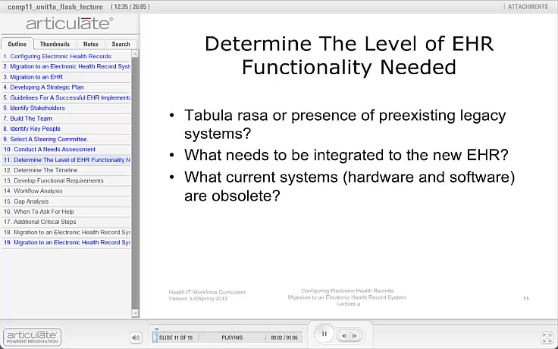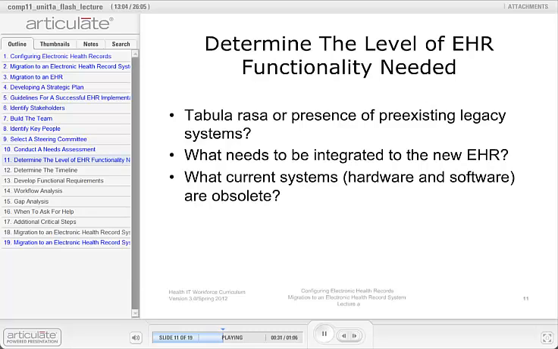When conducting a needs assessment, an organization should determine the desired level of EHR functionality. For instance, the functionality will be different if the implementation is a tabula rasa, that is, a migration from paper to electronic records, compared with a migration from a pre-existing EHR to an updated system. The organization should determine what existing elements need to be integrated into the new EHR.